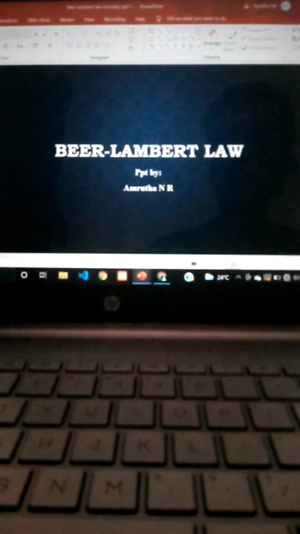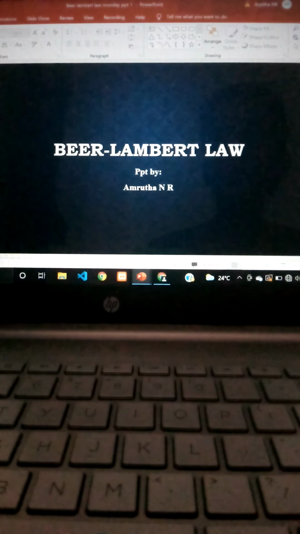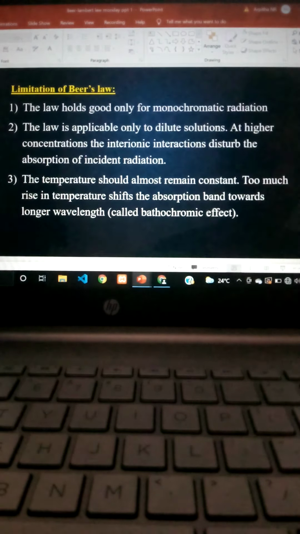Okay. So let us discuss the limitations of Beer's law one by one. Here Beer's law is applicable only for monochromatic radiation. Monochromatic radiation means the light consists of a single wavelength. So Beer's law is only applicable for monochromatic radiation. This is the first limitation of Beer's law.